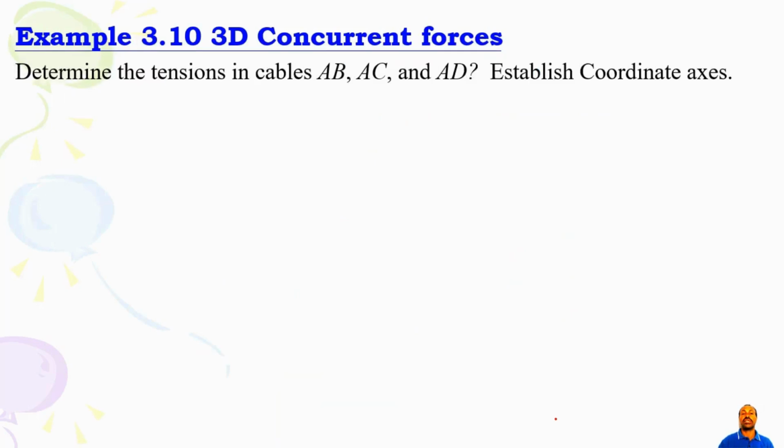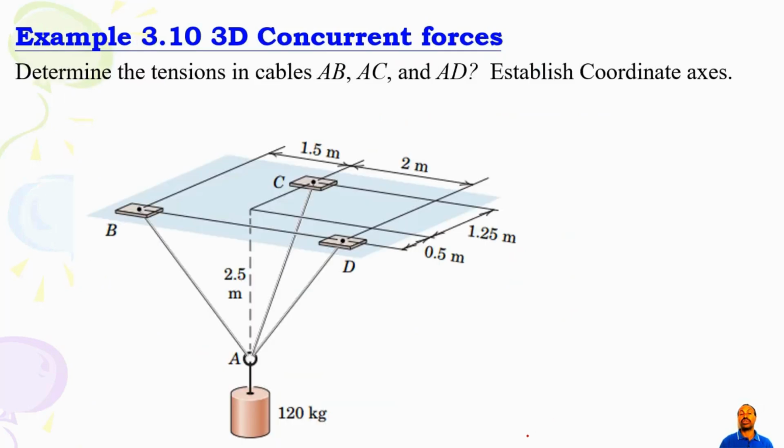Now let us see another example, 3D concurrent forces. Determine the tensions in cables AB, AC, and AD. So you will establish coordinate axes. No coordinate axis is given here, so as much as possible, try to select a simple, arbitrary axis.